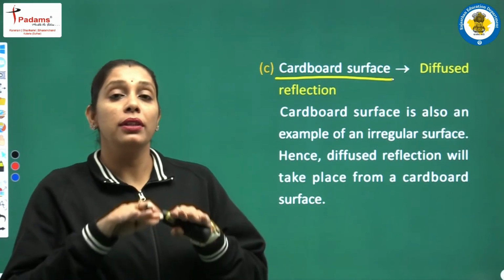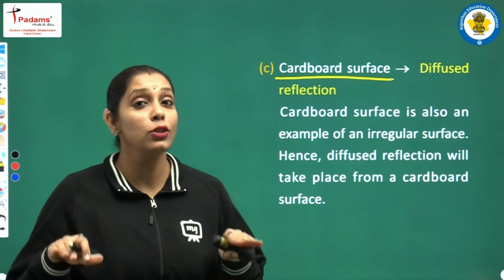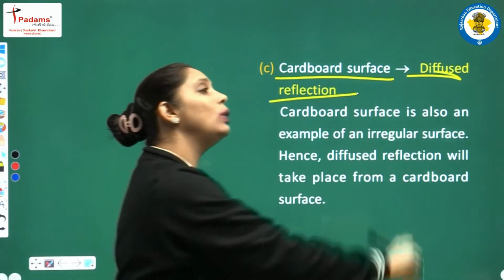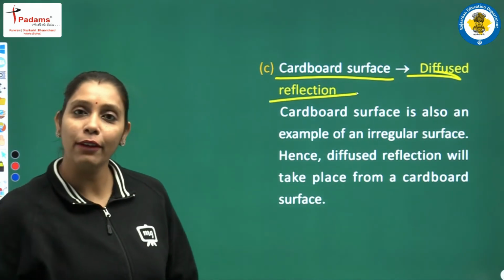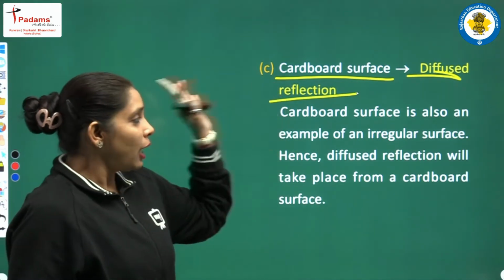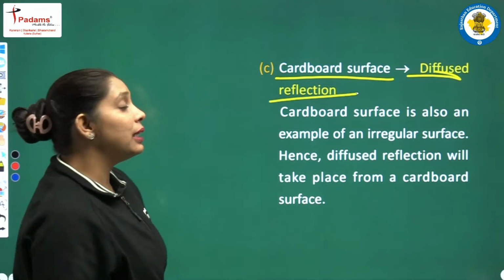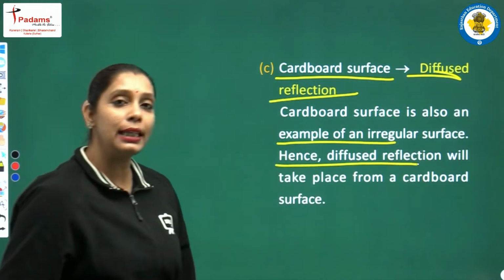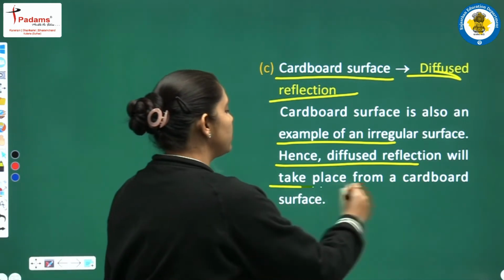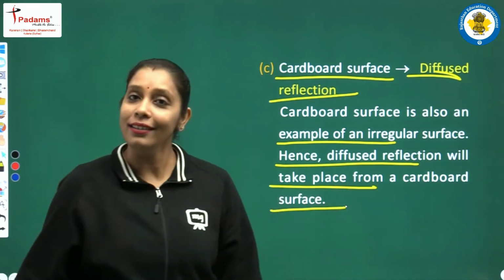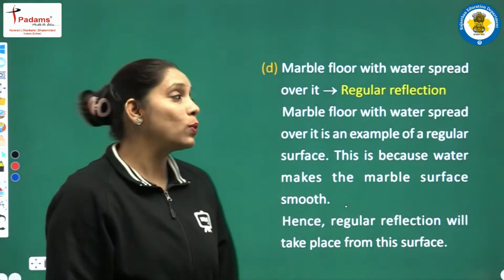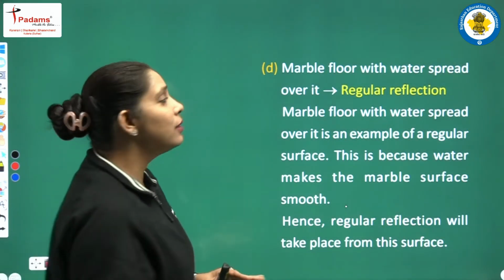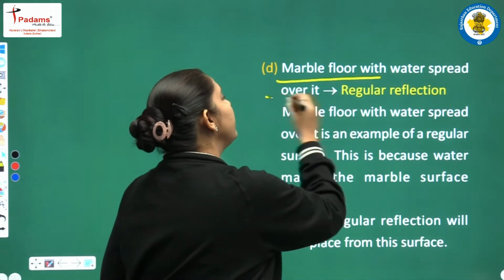So, if the surface is rough, not smooth, then diffused reflection will take place. Clear everybody? So, a cardboard surface is also an example of an irregular surface, hence diffuse reflection will take place from a cardboard surface. Is it clear everyone? Next one is marble floor with water spread over it.